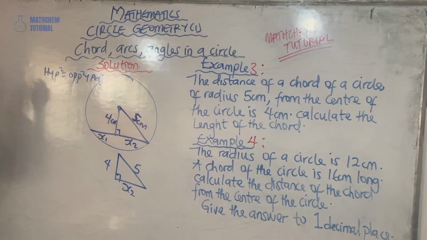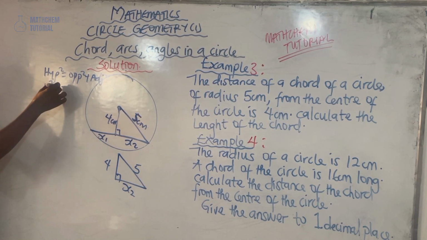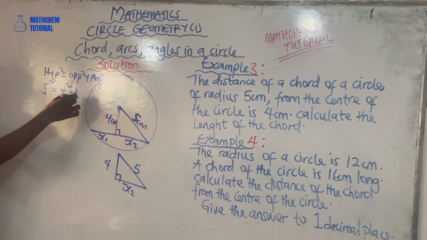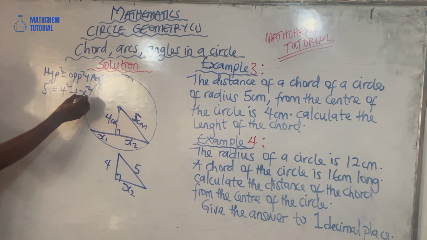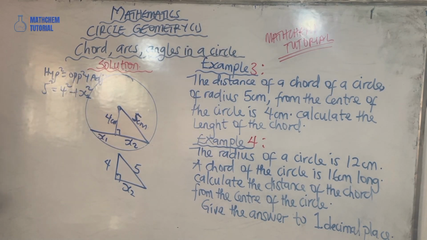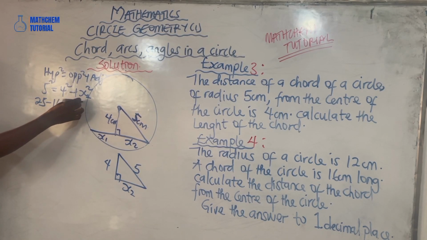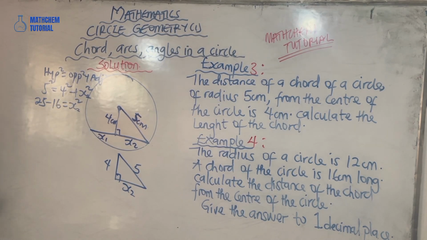So my hypotenuse is 5, which I'm going to square, equals this opposite is 4, I will square it, and the adjacent is x, so I will square it. Let me name it x2. So this is 25. If I collect my like terms, 25 minus 16, because 4 square means 16, equals x squared. I can put my subscript 2 here. So 25 minus 16 gives 9.